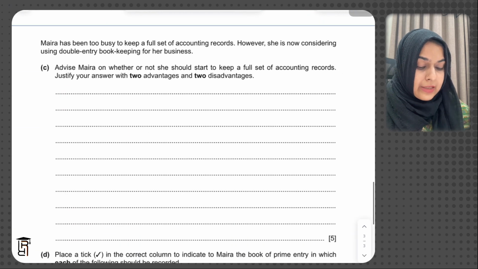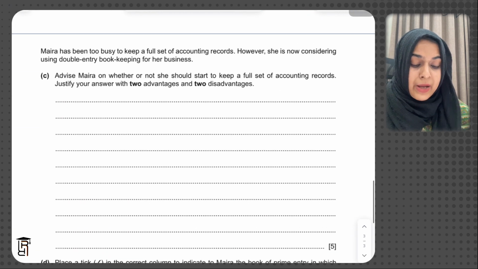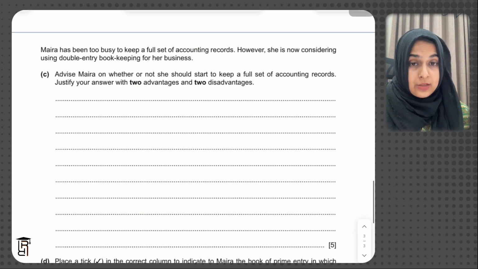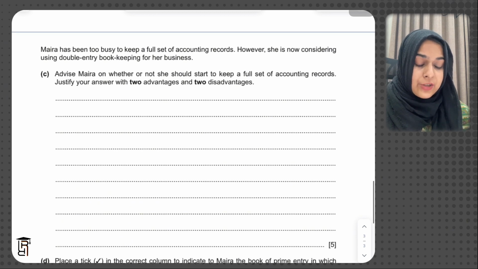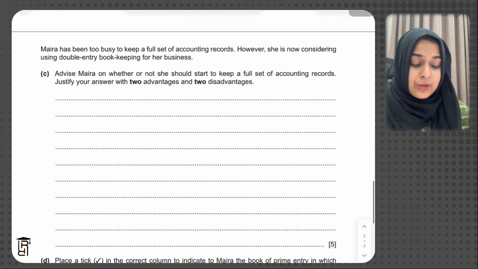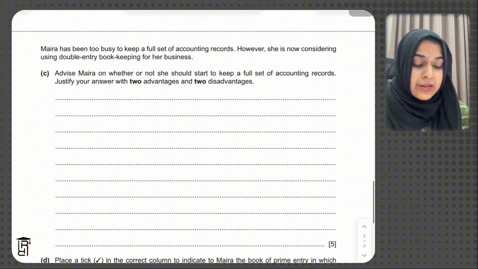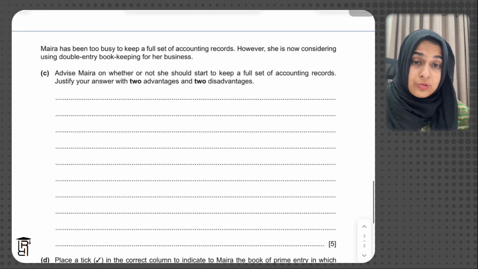Okay. In the next part of this, they are saying Myra has been too busy to keep a full set of accounting records. However, she is now considering using double entry bookkeeping for her business. Advise Myra whether or not she should start to keep a full set of accounting records. Justify your answer with 2 advantages and 2 disadvantages.